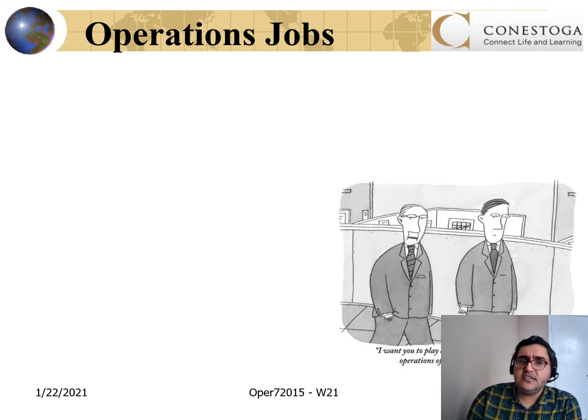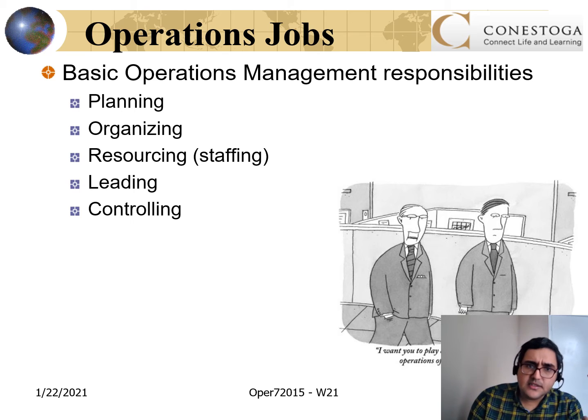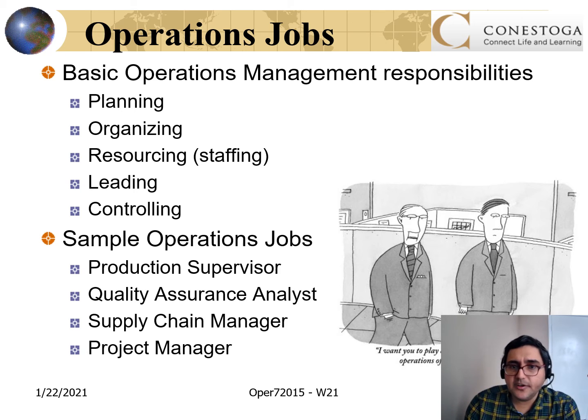I just try to show here that there are multiple types of jobs in operations. For example, it can be a production supervisor, it can be in quality, it can be a supply chain manager, project manager, and so on.